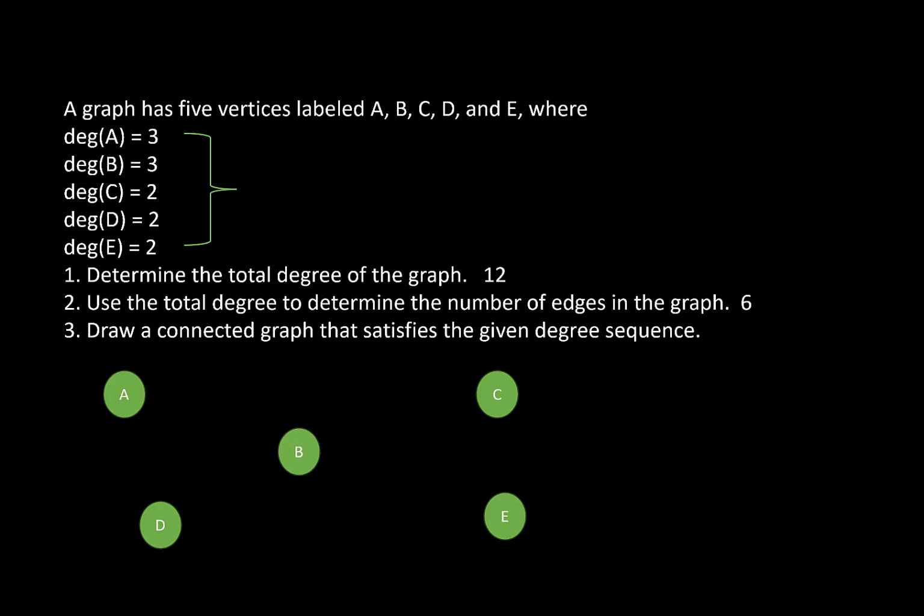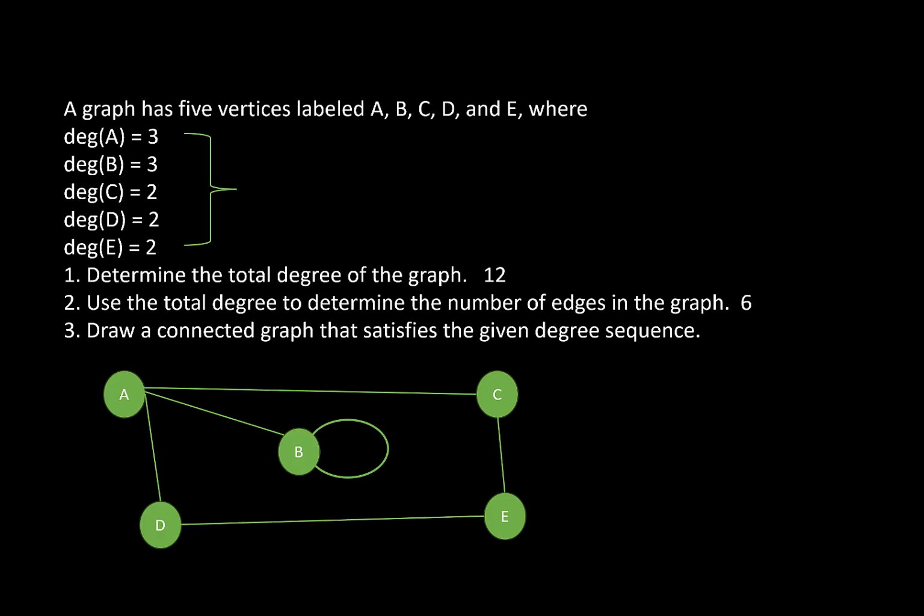I'm going to start again with A, and to give it a degree of 3, I'm going to connect it to B, C, and D. But this time, instead of connecting B back to other vertices, I'm going to connect it to itself. Now B has a degree of 3. I need C to have a degree of 2, so I need to connect it to one more vertex, so let's connect C to E. D and E also need to have a degree of 2, so let's connect them.